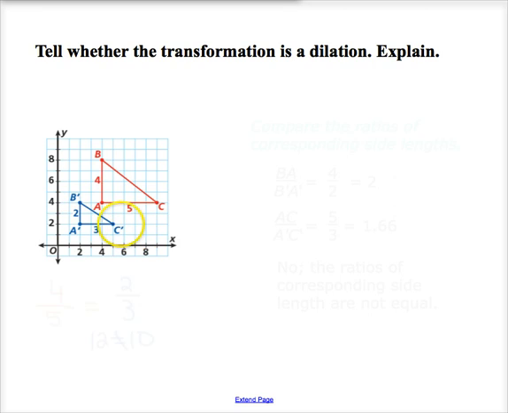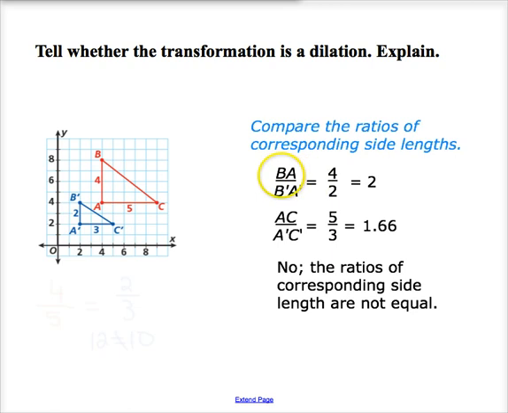So we have to check and see, is AB in our dilation proportional to AB in the original figure the same way AC is in proportion to AC here? So we have to check that out. We're going to use that idea of a similar figure, and we're going to create that ratio again.